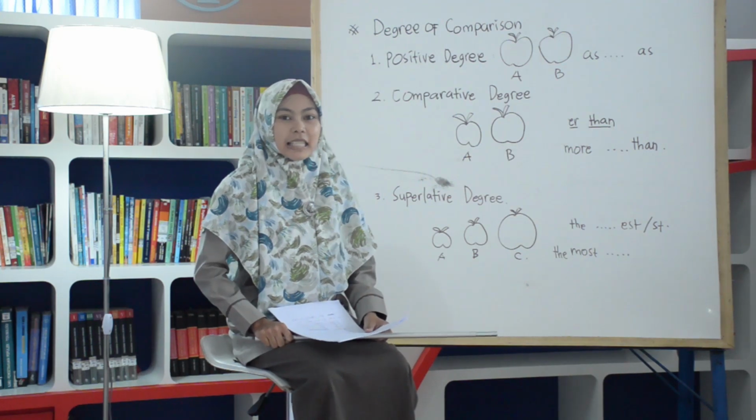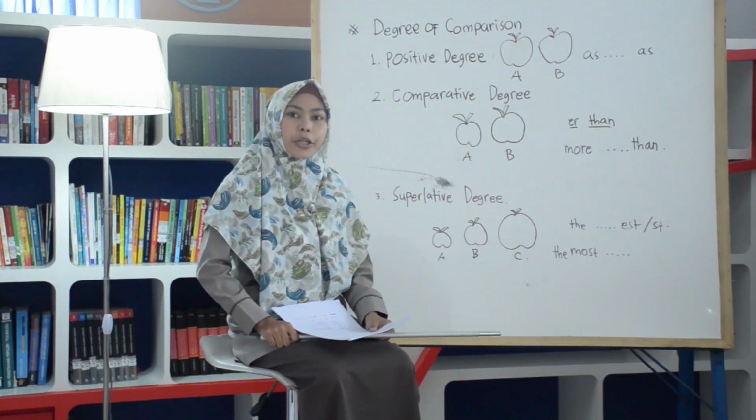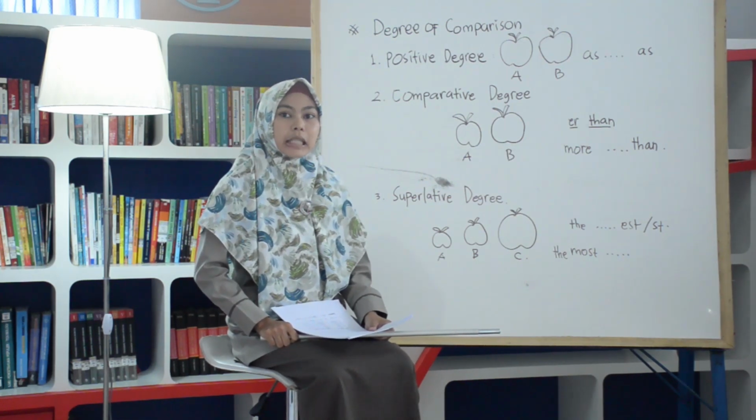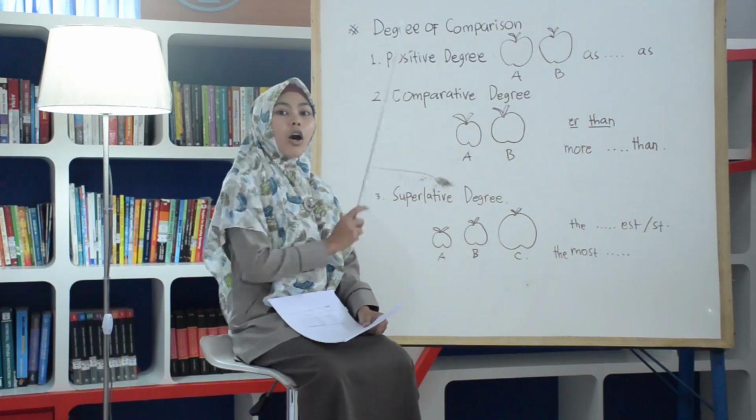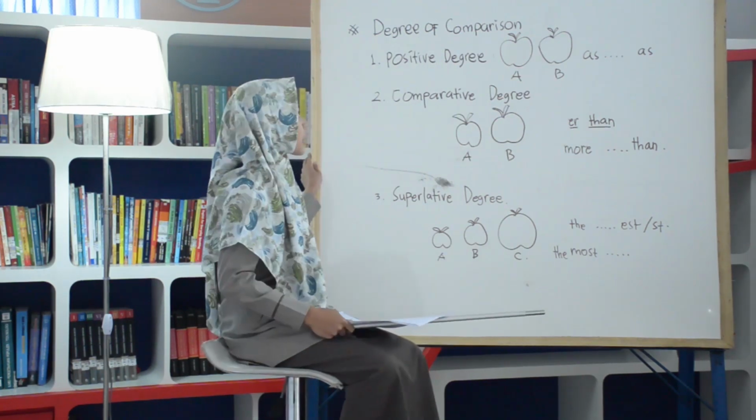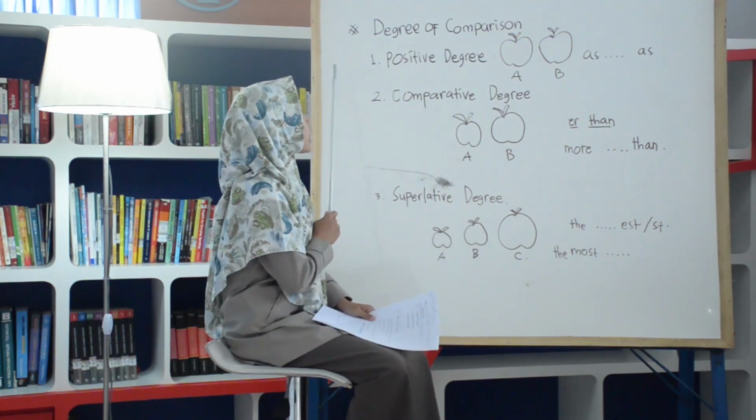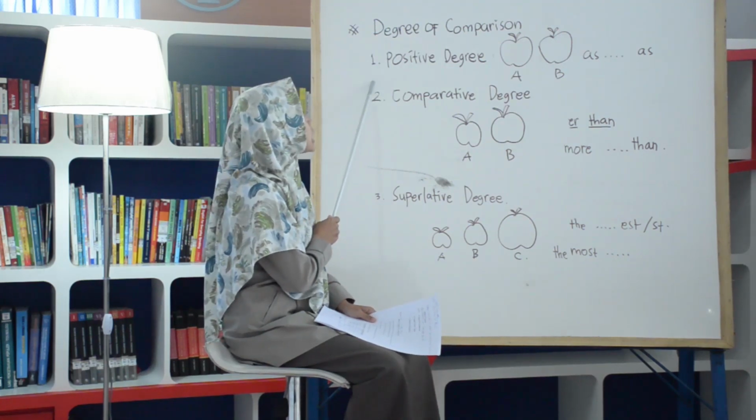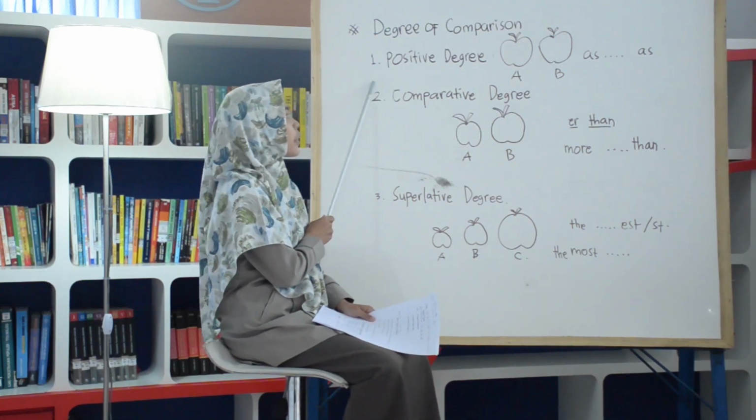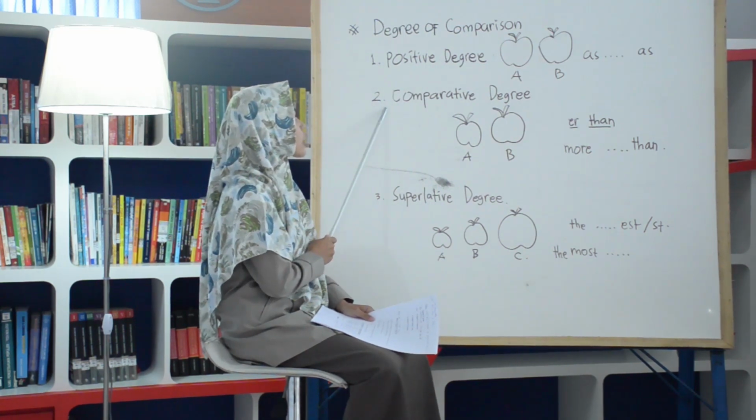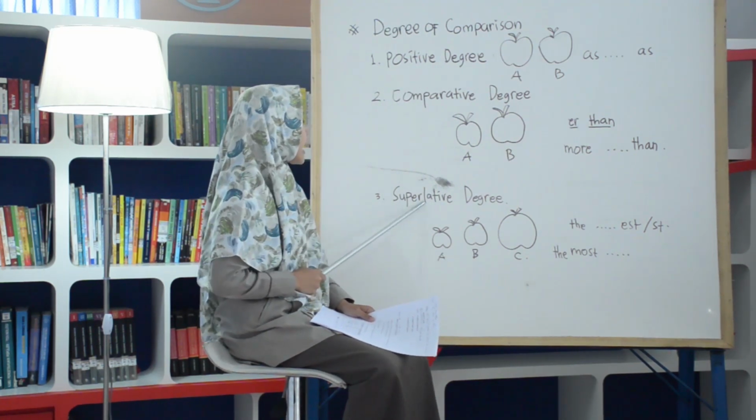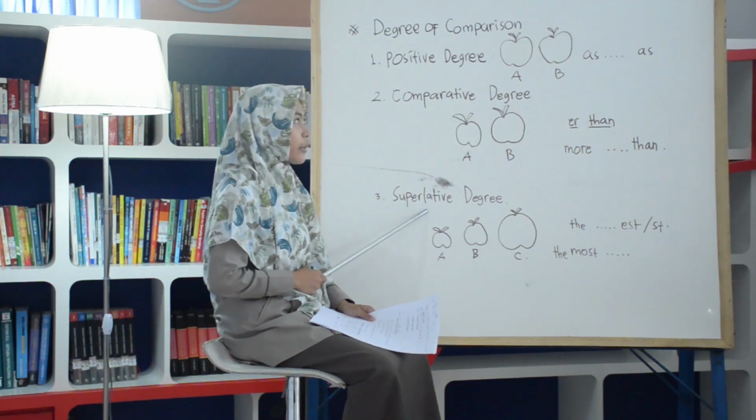For your final test, there are three kinds of material that you can study. The first is degree of comparison. You can look at this. There are types of degree of comparison. The first is positive degree, the second is comparative degree, and the third is superlative degree.